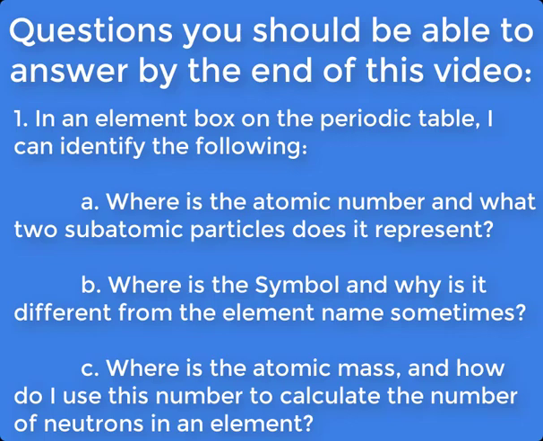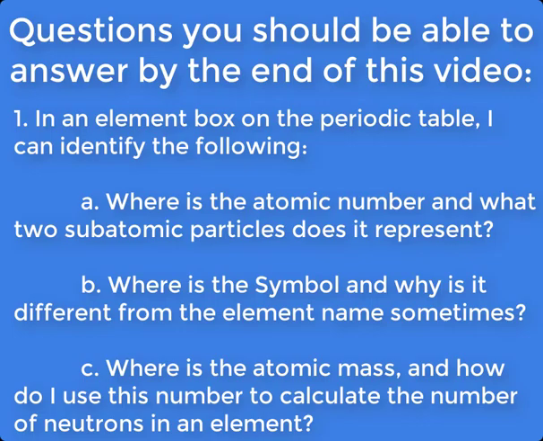Questions you should be able to answer by the end of this video. 1. In an element box on the periodic table, I can identify the following. A. Where is the atomic number and what two subatomic particles does it represent? B. Where is the symbol and why is it different from the element name sometimes? And C. Where is the atomic mass and how do I use this number to calculate the number of neutrons in an element?